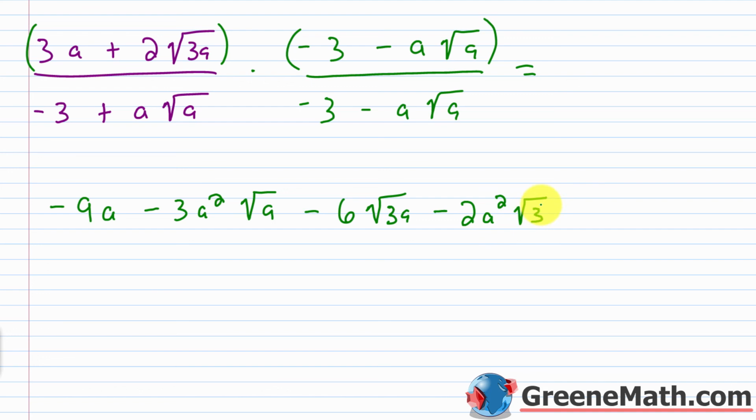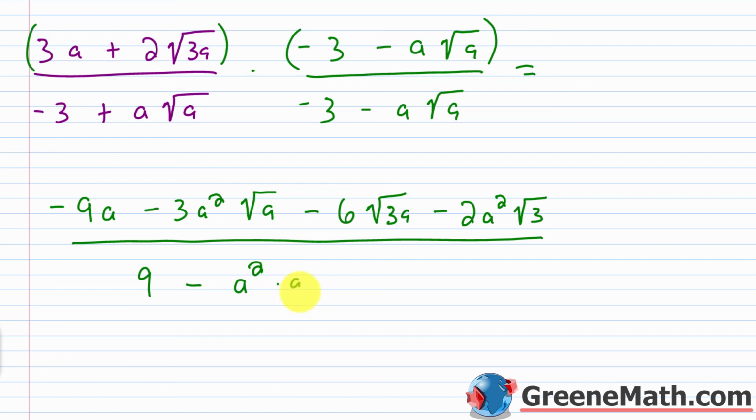Now, is there anything I can do to simplify here? No, there's not. Right? There's nothing else I can do. I know it's long, but there's nothing I can do to simplify. So then this is over. Now I'm going to use my special products formula here. And that tells me to take the first guy and square it. Negative 3 squared is 9. And then minus the second guy squared. So then that would be a squared times square root of a times square root of a, which is a. So really a squared times a, or a cubed. So my denominator becomes 9 minus a cubed.